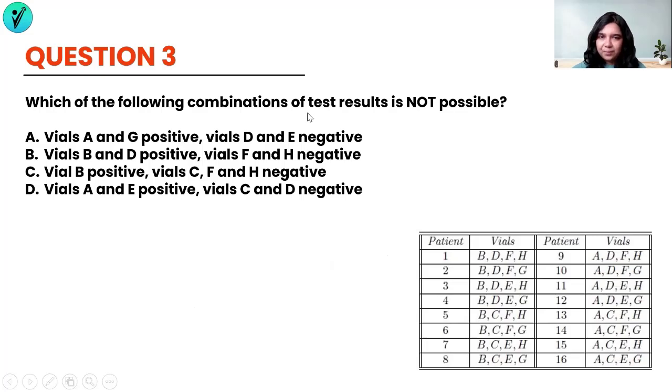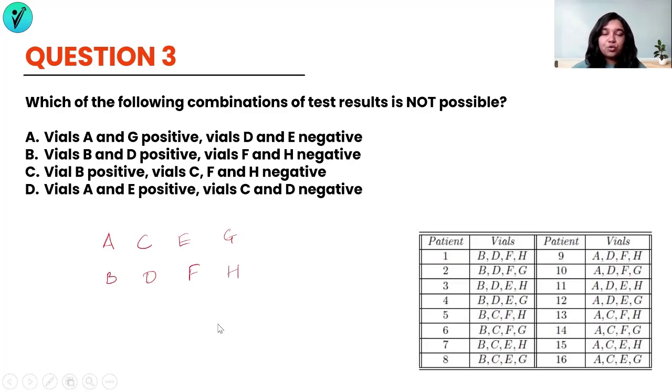Which of the following combinations of test results is not possible? Is their actual decision? So can I have A and G positive, D and E negative? Now, if you remember the breakdown of the vials, we know that everybody whose blood sample has gone to A, the same blood sample cannot go to B. Likewise for C and D, likewise for E and F, and likewise for G and H.